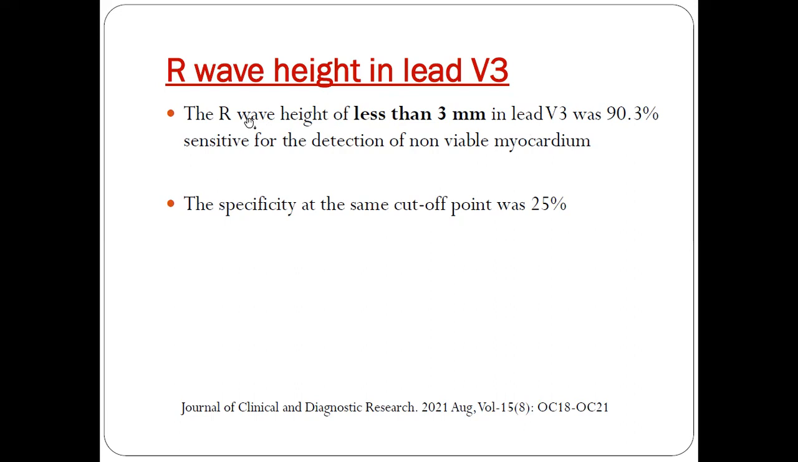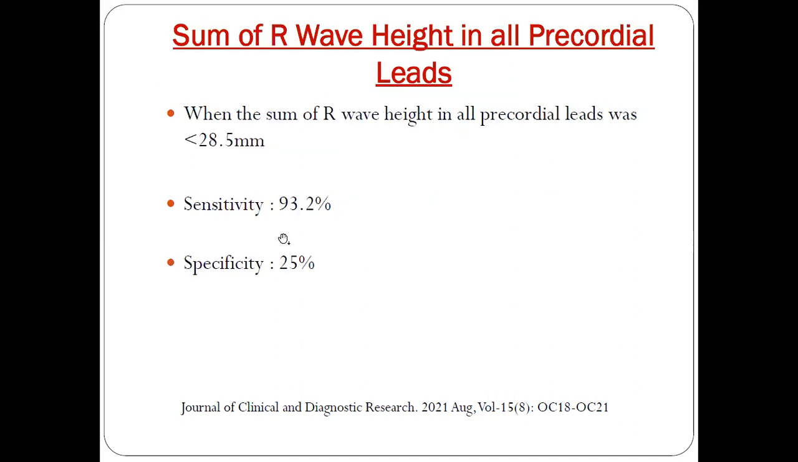Because the R wave generally denotes myocardial contractility or ventricular contractility. So if the R wave height is less than 3 mm in lead V3, it means it is non-viable. But the specificity of this is less, only 25%.